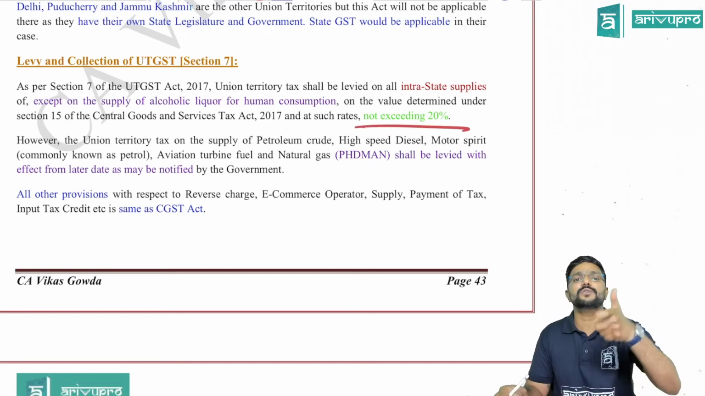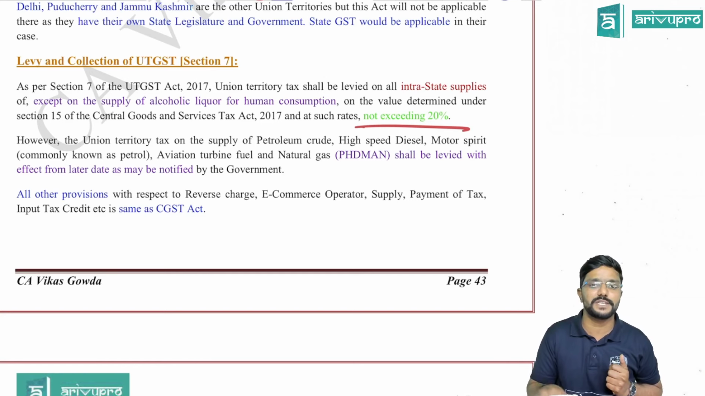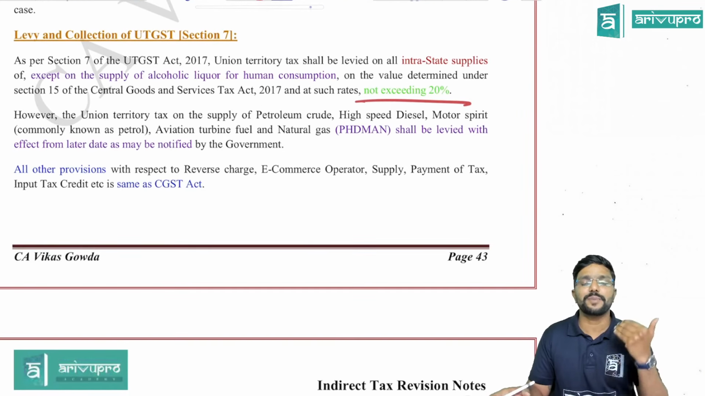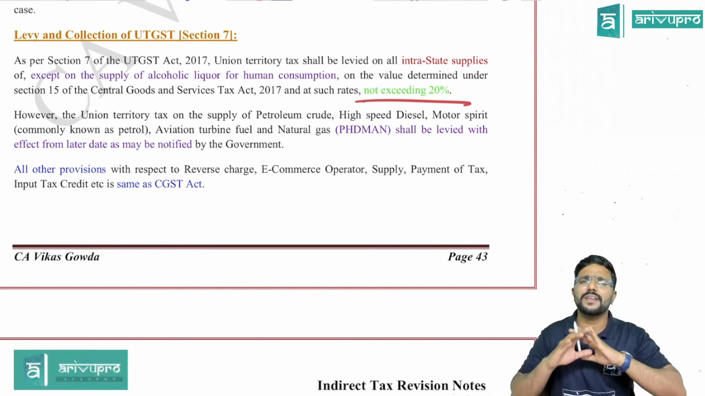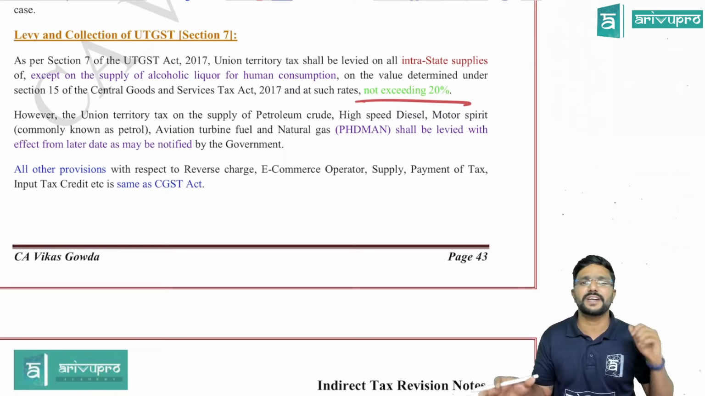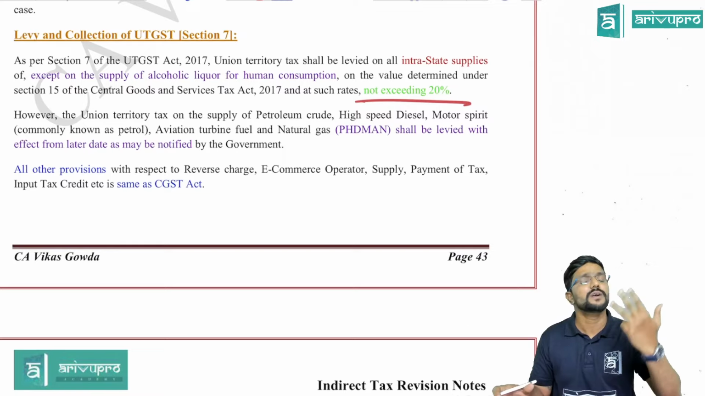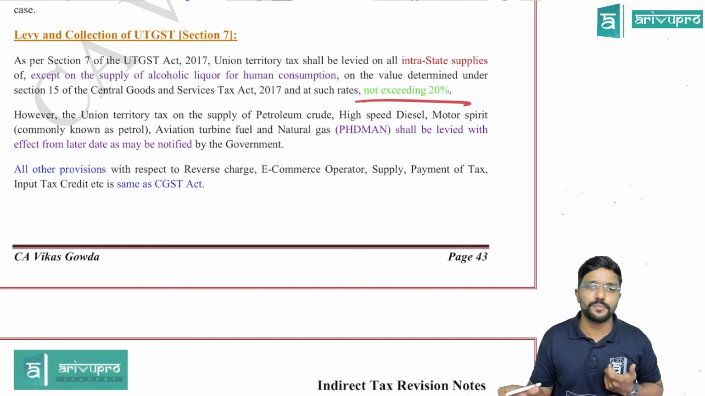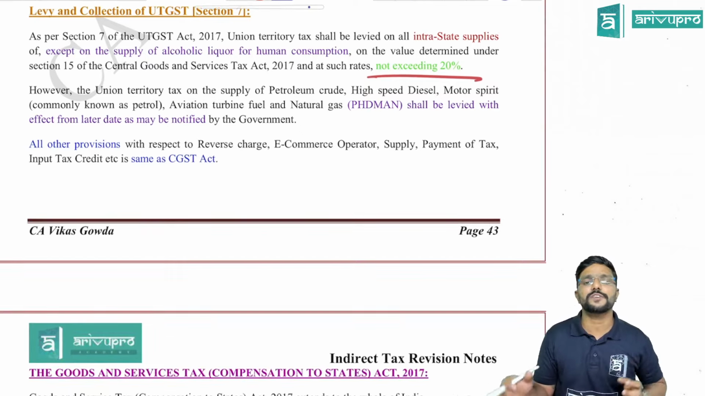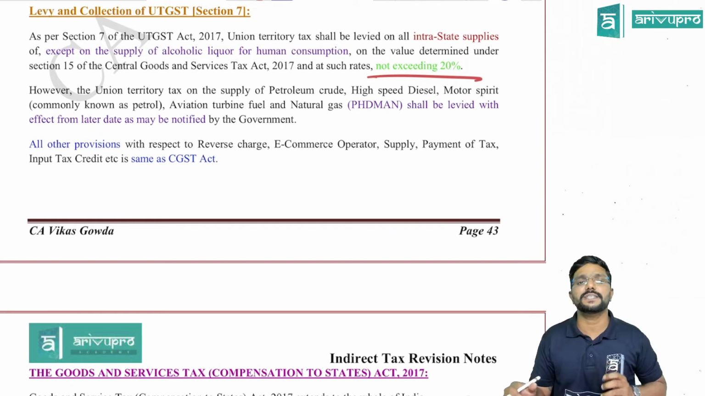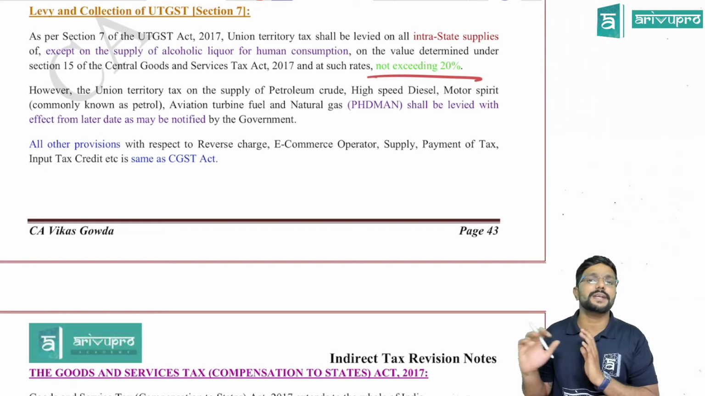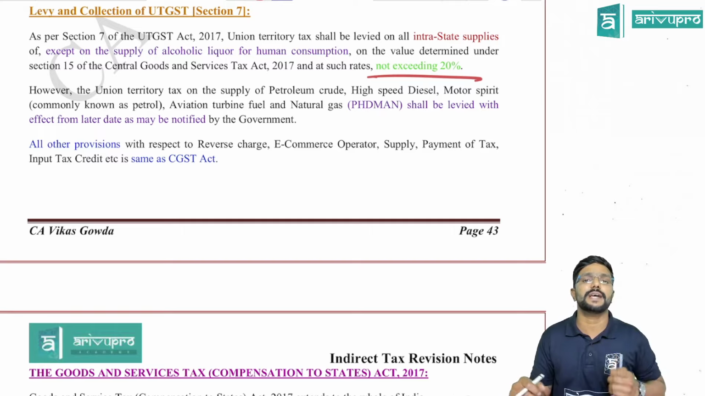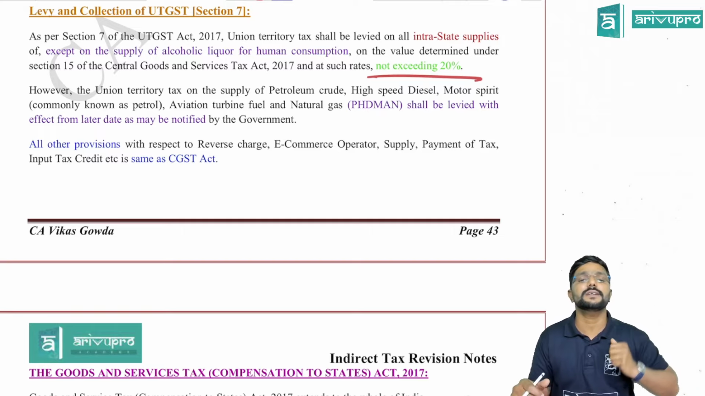And on the value which is determined under Section 15 of the CGST Act only. Then even on the 5 petroleum products, even today, none of the GSTs are applicable, whether it is IGST, CGST, UTGST or any cess also, is not applicable on these 5 petroleum products, guys. Then all other provisions covered under the CGST Act are common. If it is not separately covered under the IGST Act or UTGST Act, they are the same as given under the CGST Act, guys.